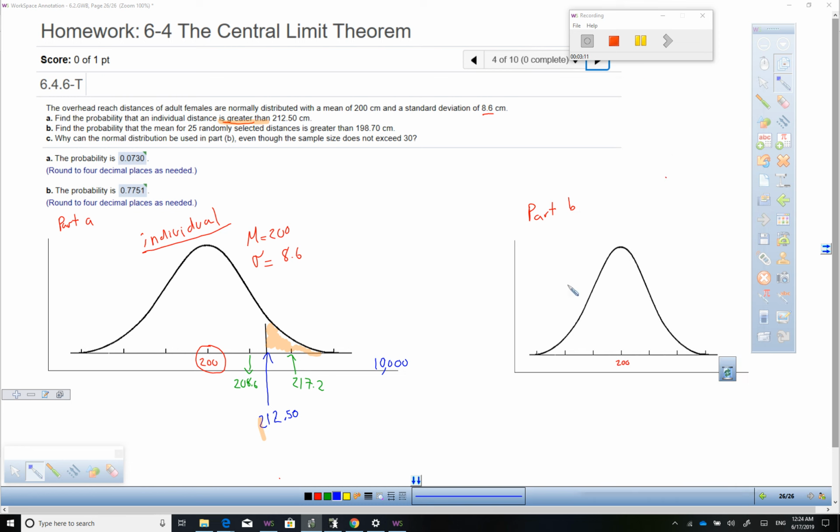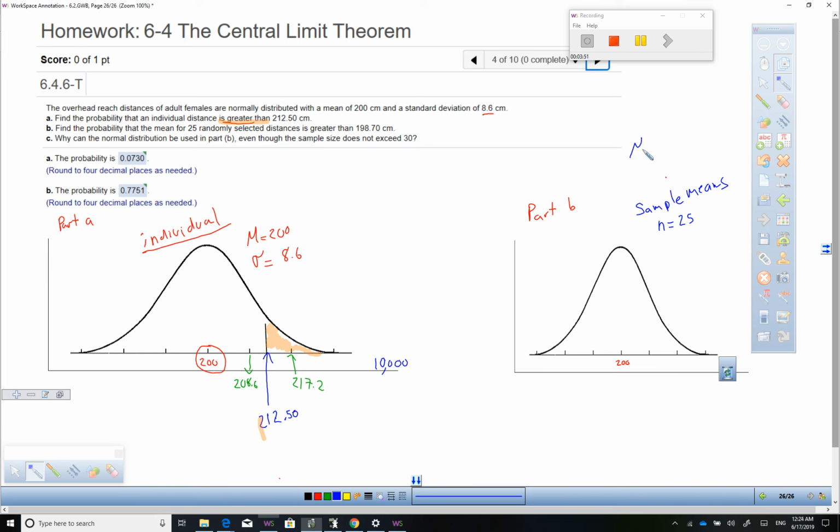The second part of this problem, part B, says find the probability that the mean for 25 randomly selected distances is greater than 198.7. So this is going to represent the distribution of the sample means, sample means of size 25.